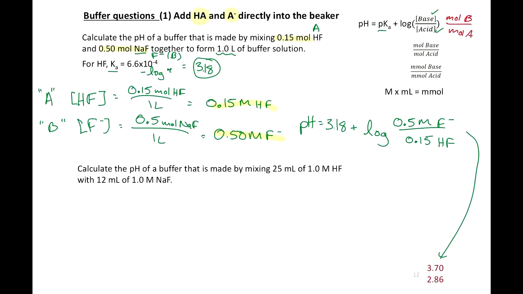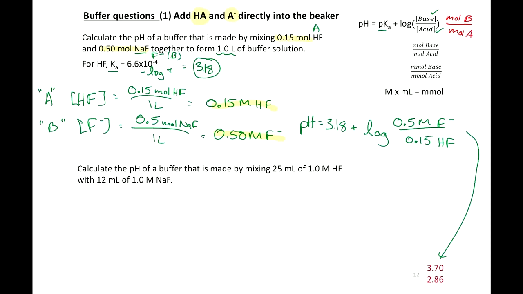I'm trying to show you tips and tricks to speed up calculations for exams and for practice and online homework and such. You can stay in the unit of moles, right? So I could have just put those mole amounts, 0.5 over 0.15, and still gotten the same answer.